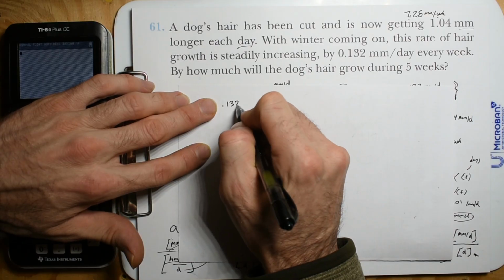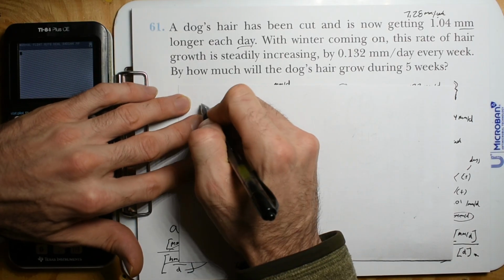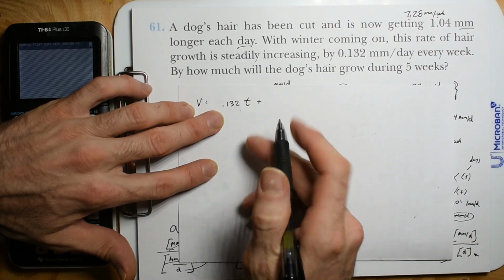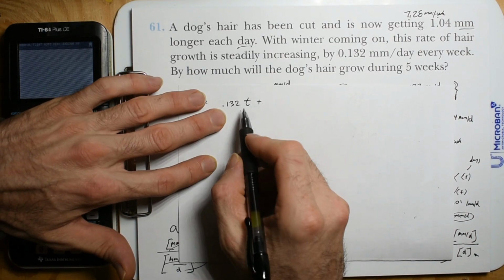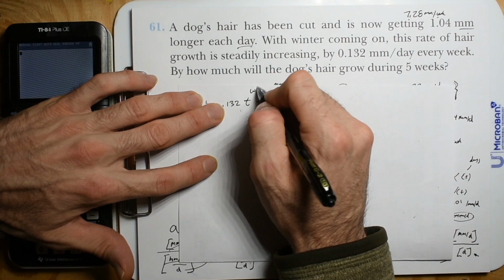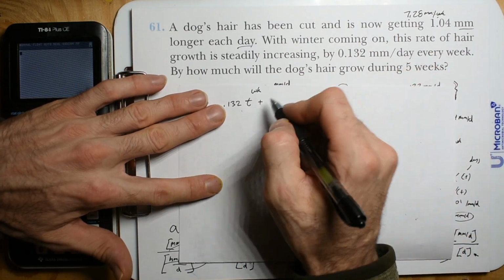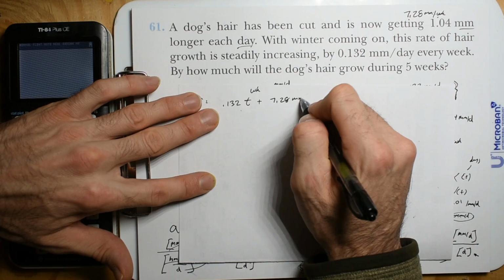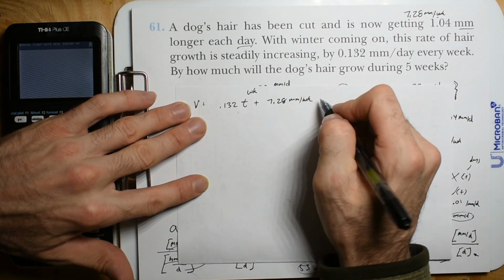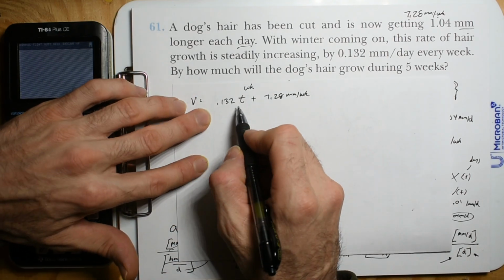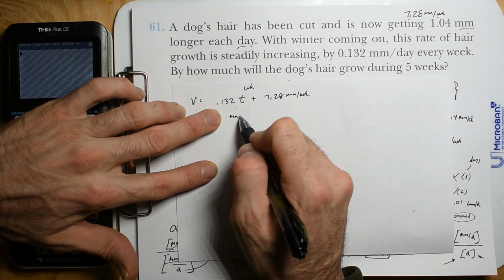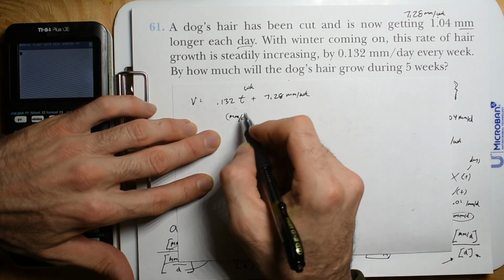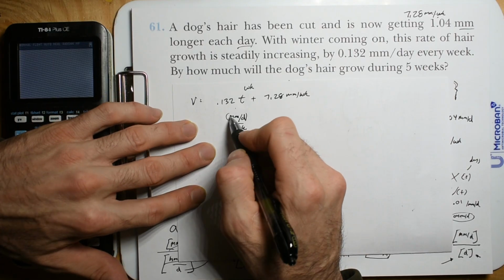So 0.132 is our acceleration. So that means our velocity equation is this t plus our constant, but this is in units of millimeters per day per week, so our time is in weeks. So we would switch this one right away. 7.28. This is going to be in millimeters per week. But then when we go to integrate again, this is millimeters per day per week. But maybe that doesn't matter.